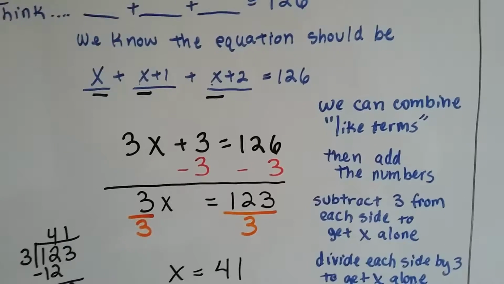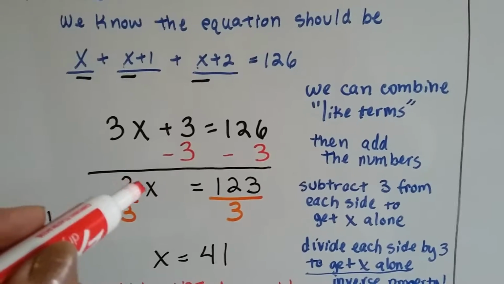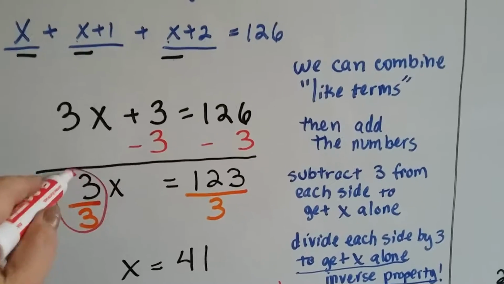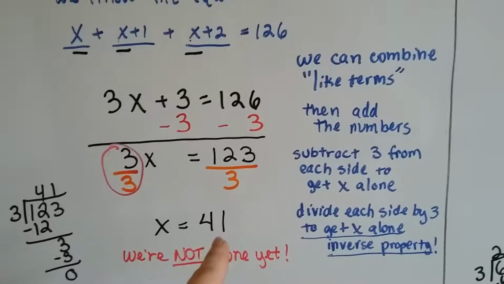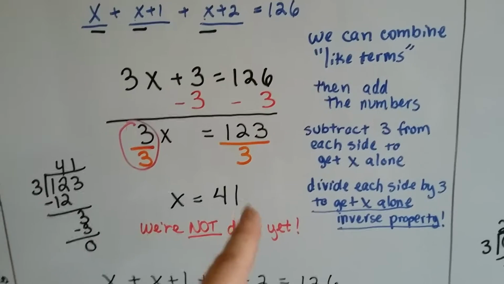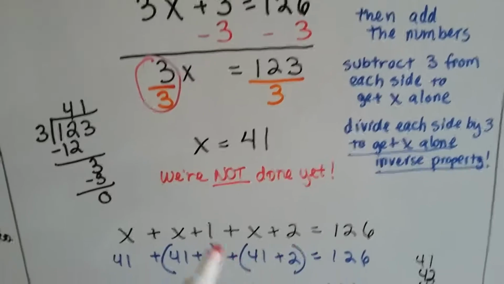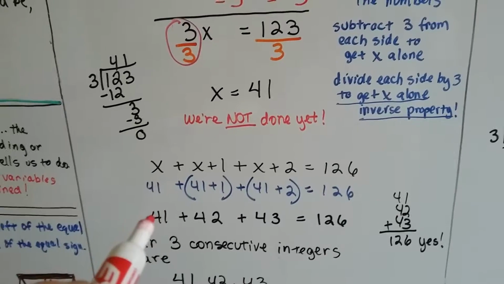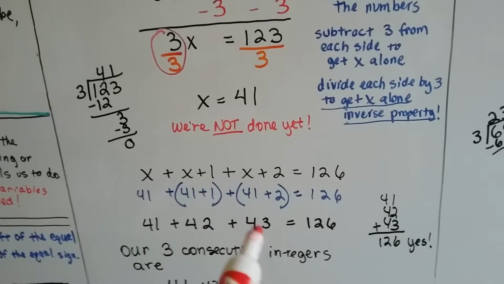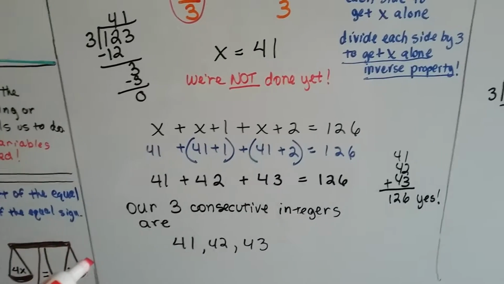So now, because 3x means 3 times x, 3 multiplied to x, the inverse of this to get rid of the 3 would be to divide it by 3. And we do. And this drops off. So now we just have x equals 41, because 123 divided by 3 is 41. So we know x is 41, but we're not done yet. We've got to do x plus 1 and x plus 2. And we find out that 41 plus 1 is 42, and then 41 plus 2 is 43. So now we know what our three consecutive integers are, and they're 41, 42, and 43.